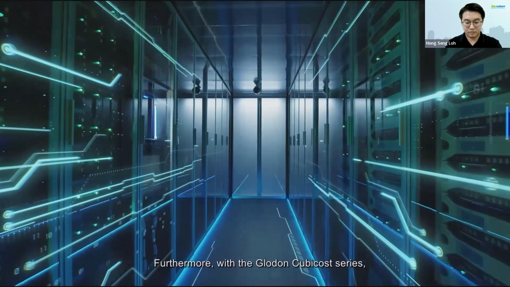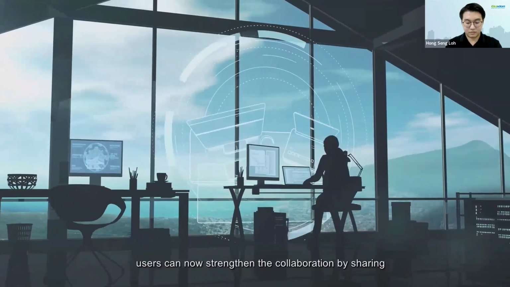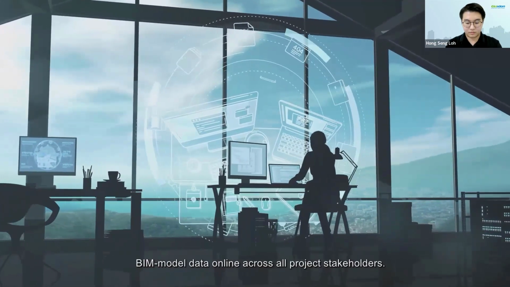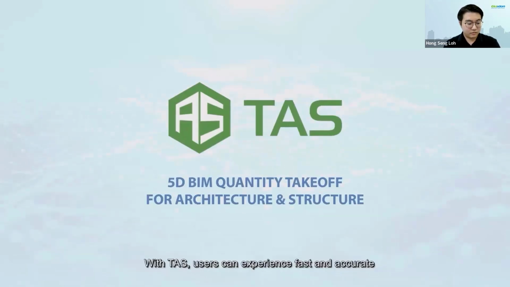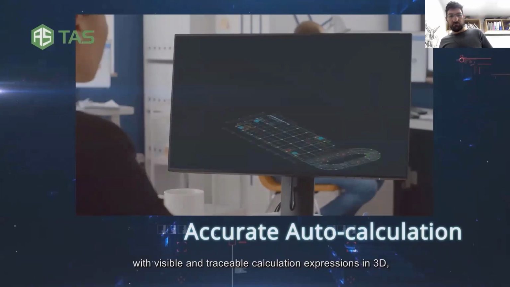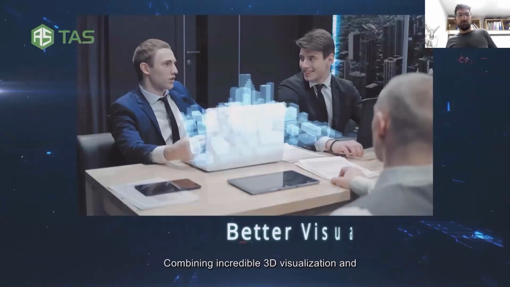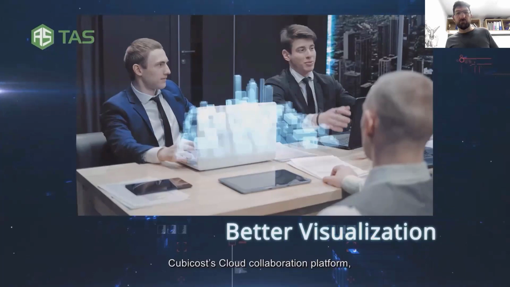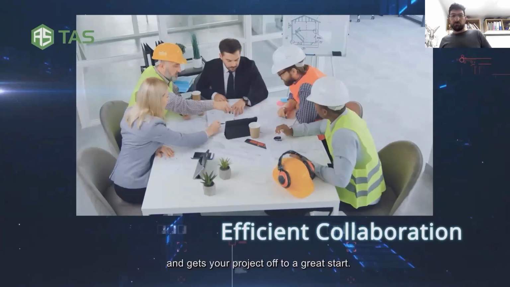Furthermore, with the Glodon Cubicos series, users can now strengthen the collaboration by sharing BIM model data online across all project stakeholders. Cubicos TAS, 5D BIM quantity takeoff for architecture and structure. With TAS, users can experience fast and accurate quantification of 2D drawings and 3D models. Thanks to localized built-in measurement rules, deductions are processed automatically with visible and traceable calculation expressions in 3D, making examination tasks easier. Combining incredible 3D visualization and Cubicos cloud collaboration platform, TAS helps you to achieve an impressive level of efficiency and gets your project off to a great start.